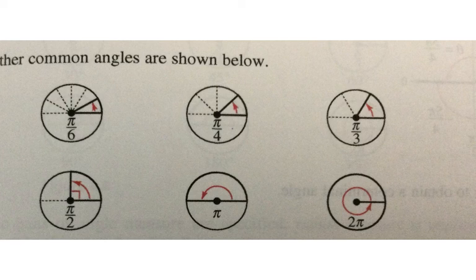Or I could go the opposite direction. This could be negative pi over 4. Negative 2 pi over 4. Negative 3 pi over 4. Negative 4 pi over 4. I go in the opposite direction.